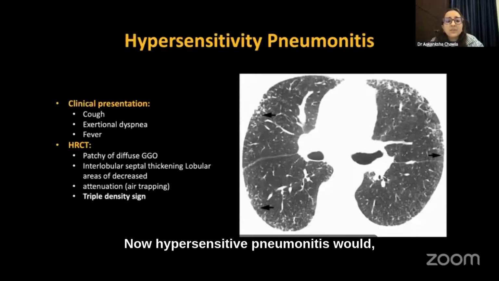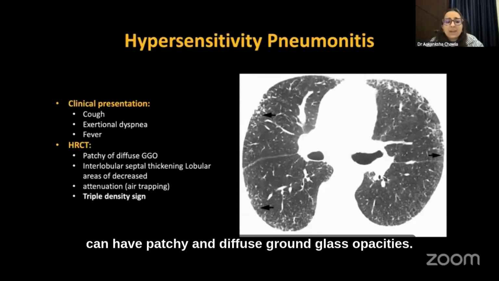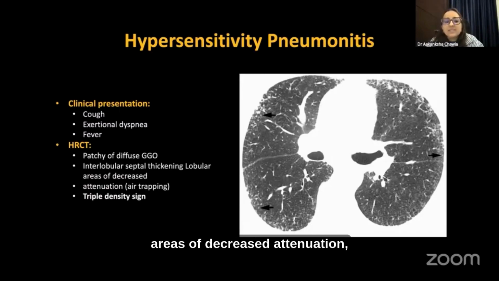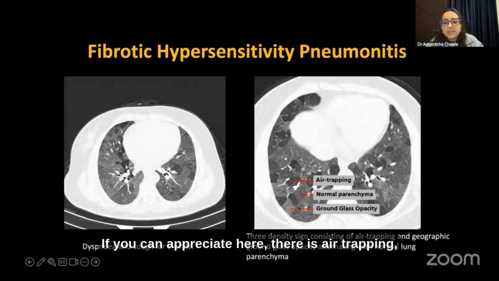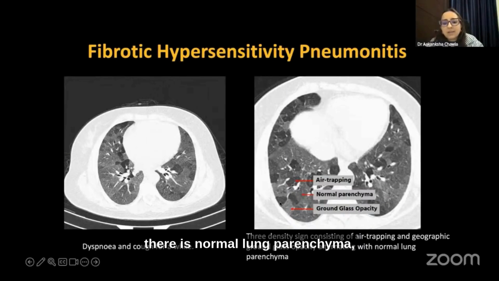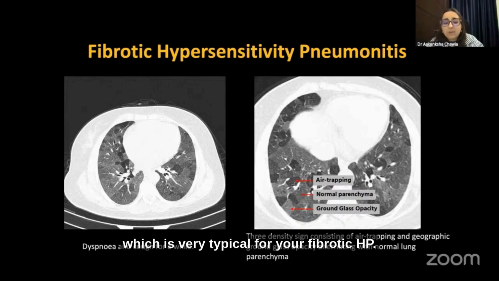Now, hypersensitivity pneumonitis can have patchy and diffuse ground glass opacities. It can also have interlobular septal thickening and areas of decreased attenuation, that is air trapping, which is the triple density sign, very characteristic of fibrotic HP. If you can appreciate here, there is air trapping, there is normal lung parenchyma, and there are alternating ground glass areas, which is the three density sign, very typical for fibrotic HP.